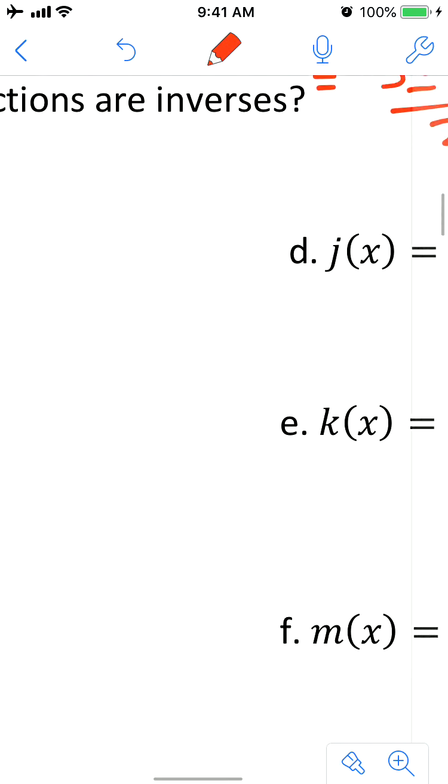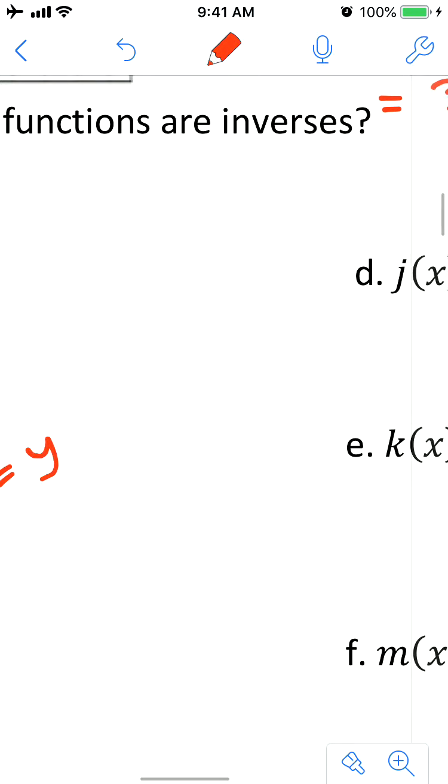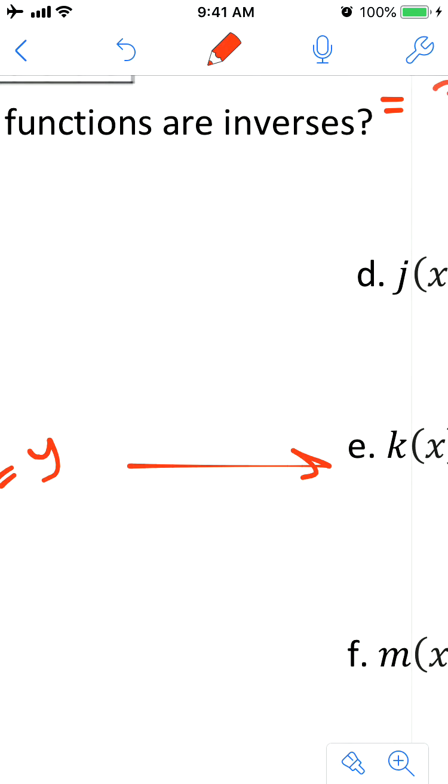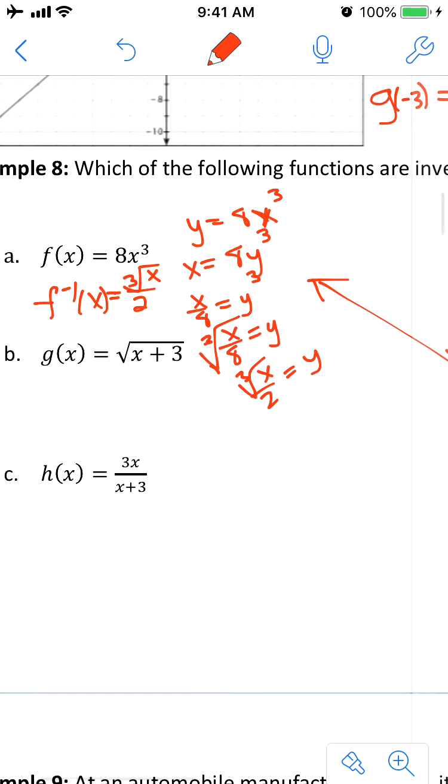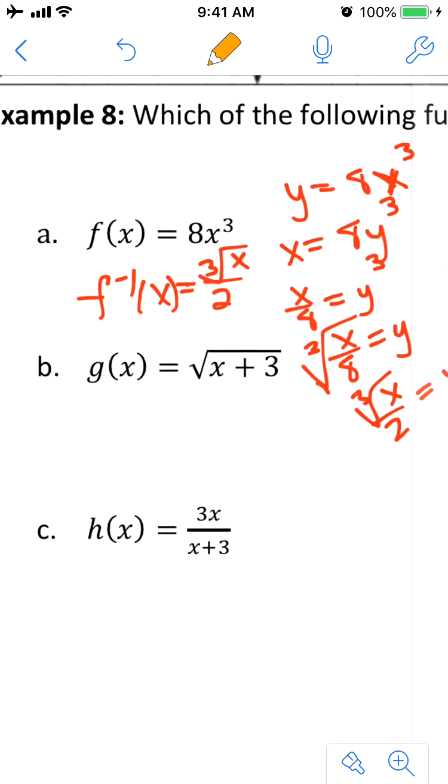Do we have that anywhere? We do. So it looks like these two are inverses. Looks like A and E are inverses. Sweet. 2 down, possibly 4 to go.